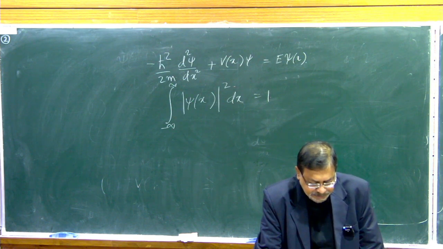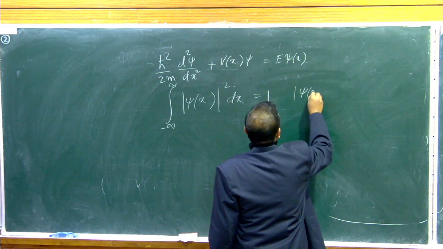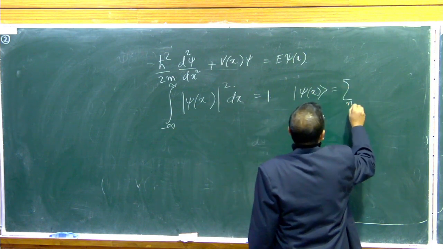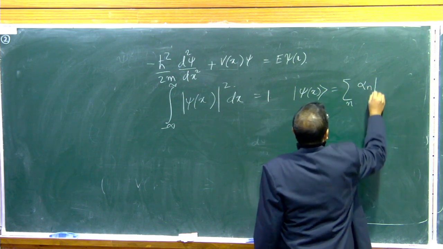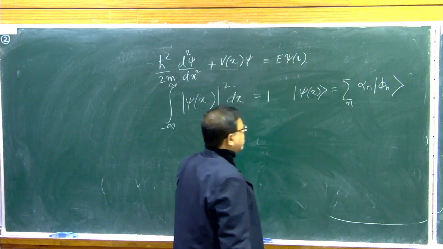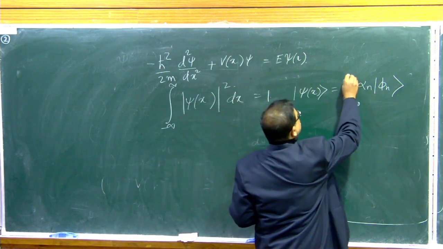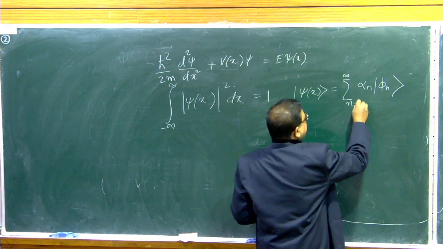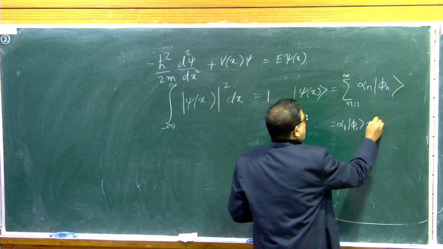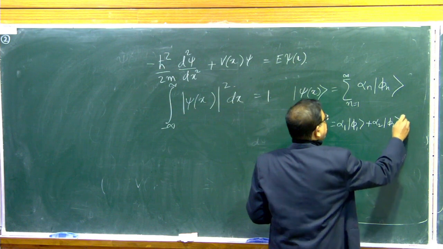And this psi, as we have seen, if you write it in Dirac notation, is equal to a sum of alpha n times some basis kets, which are written like that. This n really goes from 0 to infinity, or you can call it 1 to infinity, it doesn't matter. So it's like alpha 1 phi 1 plus alpha 2 phi 2 plus alpha 3 phi 3 and so on and so forth.